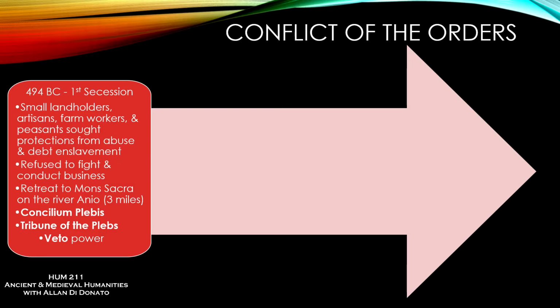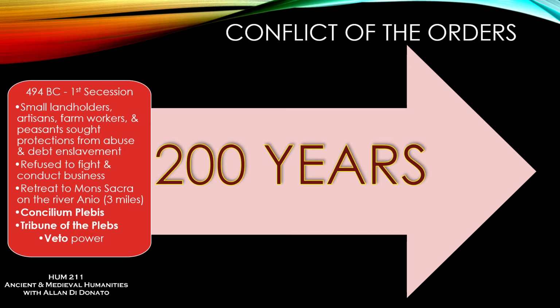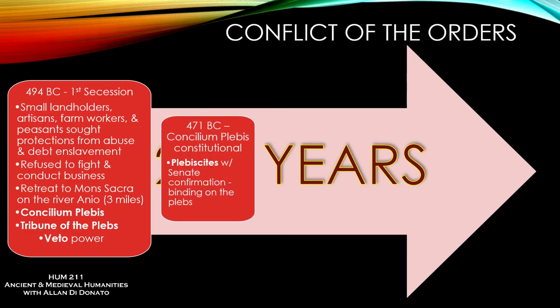That was right in the beginning of this movement. But it's 200 years before they're ever given any kind of equality. So let's look at some of the highlights among these 200 years. In 471, the concilium plebis is made constitutional. This is that assembly. And they have the ability to pass laws known as plebiscites with Senate confirmation. And these would be binding only on the lower classes. These wouldn't be laws for the entire state, but they could at least pass their own laws by 471.